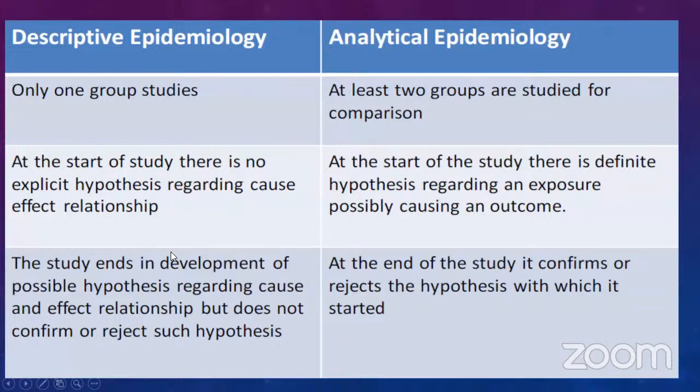So again, as I said, in descriptive there will be only one group. In analytical, two groups will be compared. In a descriptive study, we are just reporting. There is no explicit hypothesis. So descriptive epidemiology, that is case series and case report, is used to generate a hypothesis. That is, if a high incidence of cancer is found in smokers, there will be multiple case reports on it, and finally we suspect that there might be a correlation between cancer and smoking. Then we will do an analytical epidemiology where two groups are compared. So under analytical, we can accept or reject a hypothesis.